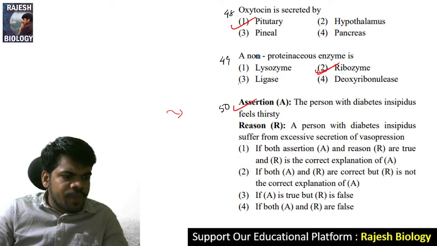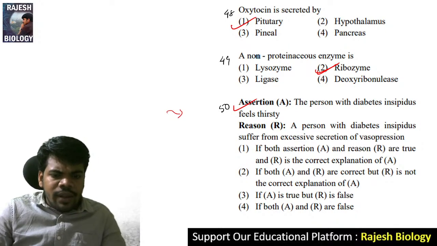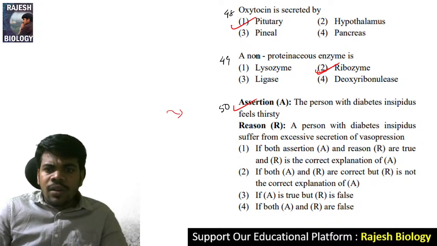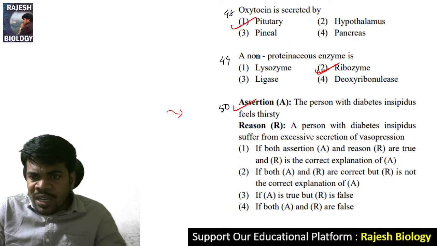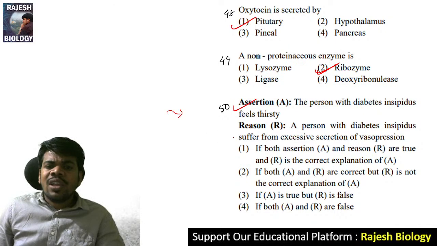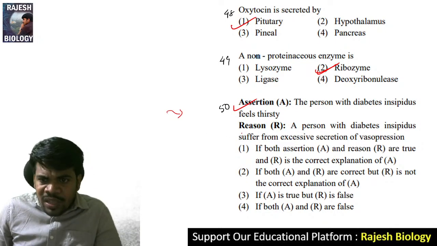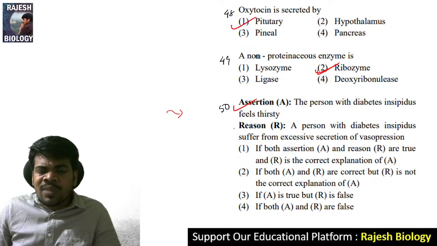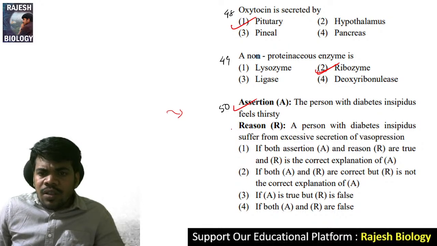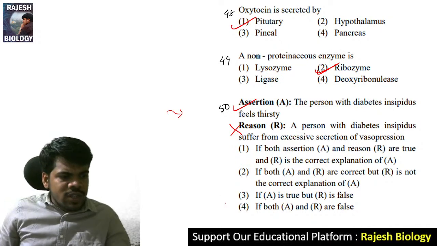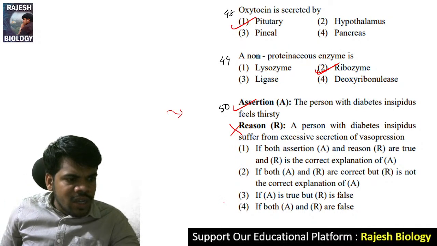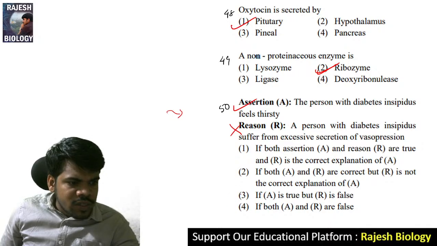And reason: A person with diabetes insipidus suffers from excessive secretion of vasopressin. Actually, due to the lack of vasopressin only, a person suffers with diabetes insipidus. So it is wrong. Only A is correct, R is false. Who says that right answer? Akshaya, Gauss. Perfect.